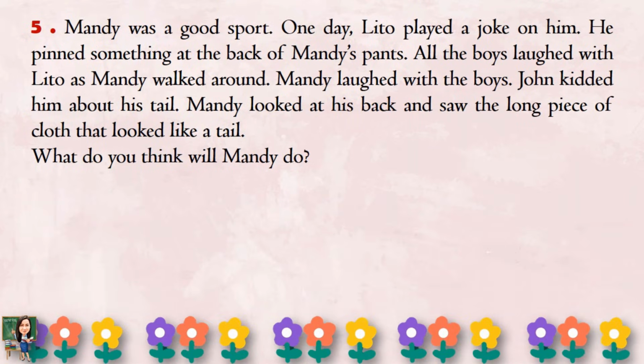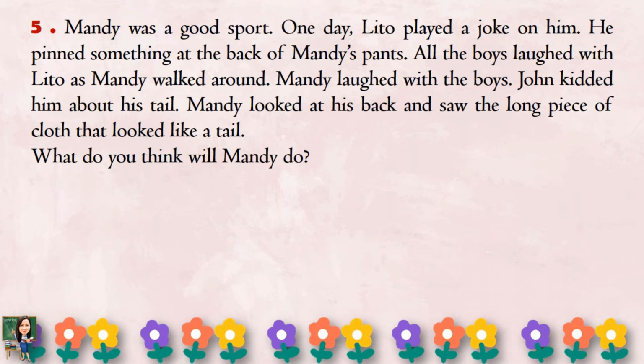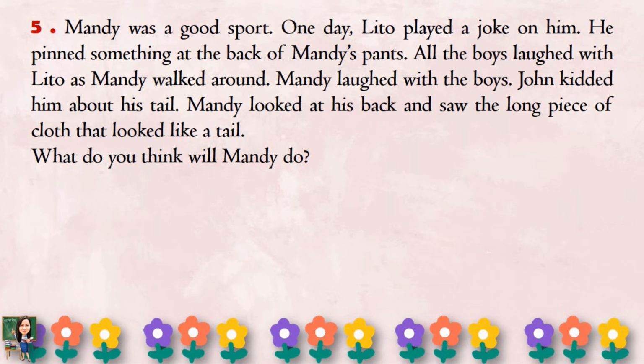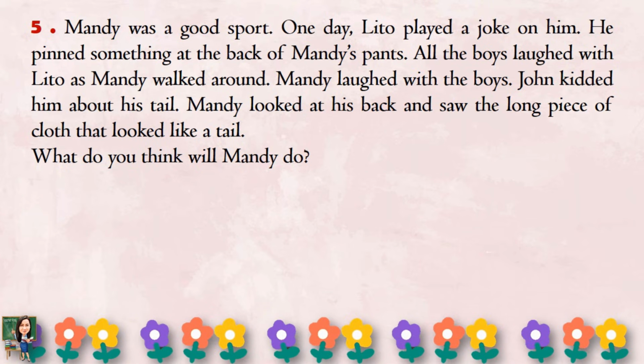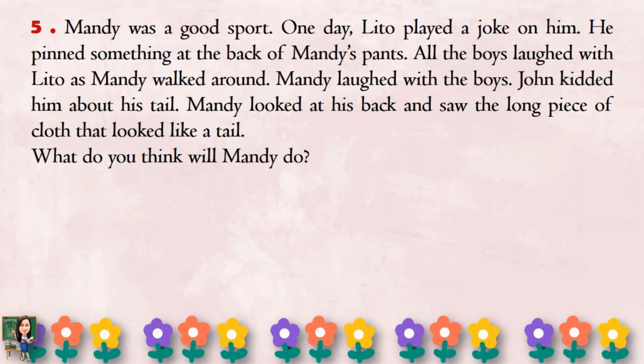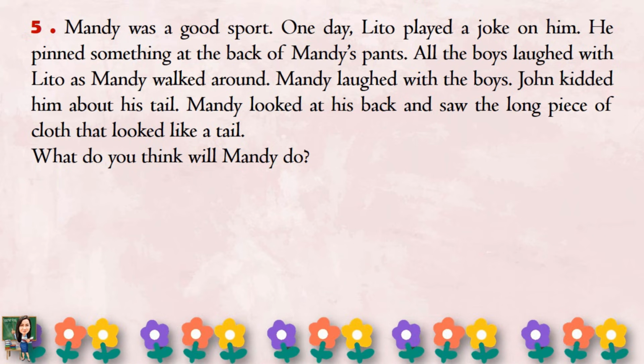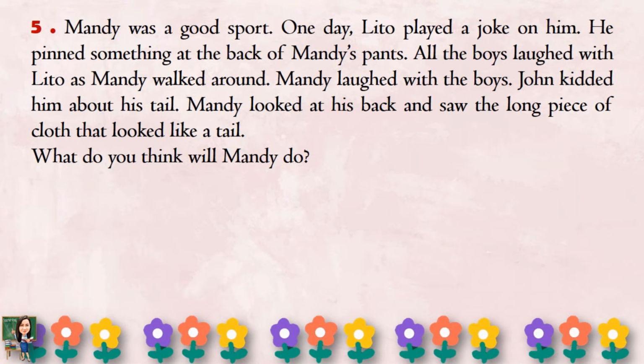Number 5. Mandy was a good sport. One day, Lito played a joke on him. He pinned something at the back of Mandy's pants. All the boys laughed with Lito as Mandy walked around. Mandy laughed with the boys. John kidded him about his tail. Mandy looked at his back and saw the long piece of cloth that looked like a tail. What do you think Mandy will do?